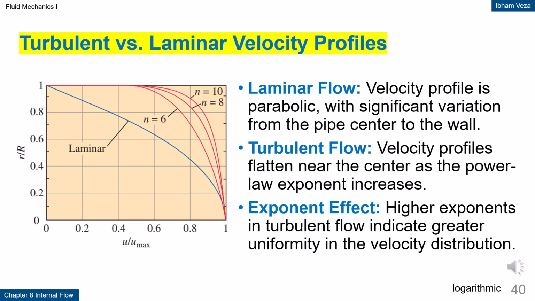Turbulent versus laminar velocity profiles. The laminar velocity profile shows a large variation from the center to the wall. In turbulent flow, the profile becomes flatter as the power law exponent increases. A flatter profile indicates a more uniform velocity distribution. This means that most of the fluid moves at nearly the same speed. This difference is very important in flow rate and energy loss analysis.